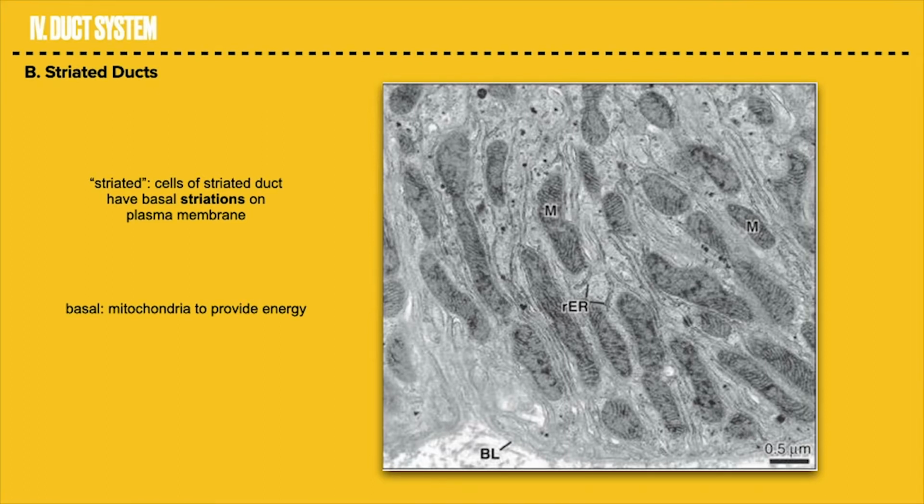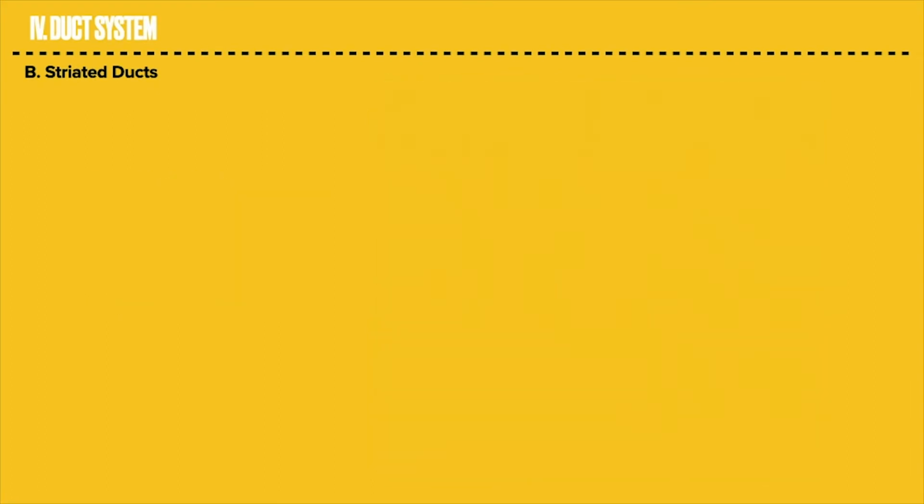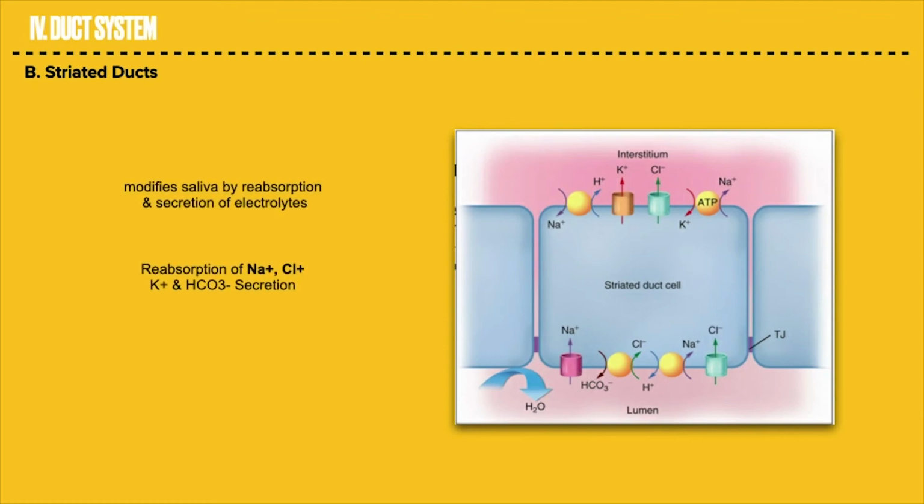Striated ducts modify the saliva by the reabsorption of sodium and chloride ions and secretion of potassium and bicarbonate ions. During the process, more substances are being absorbed than secreted, thus making the saliva hypotonic, having low concentration of Na and Cl ions, and increased concentration of bicarbonate and potassium ions. Lastly, we have the excretory duct.